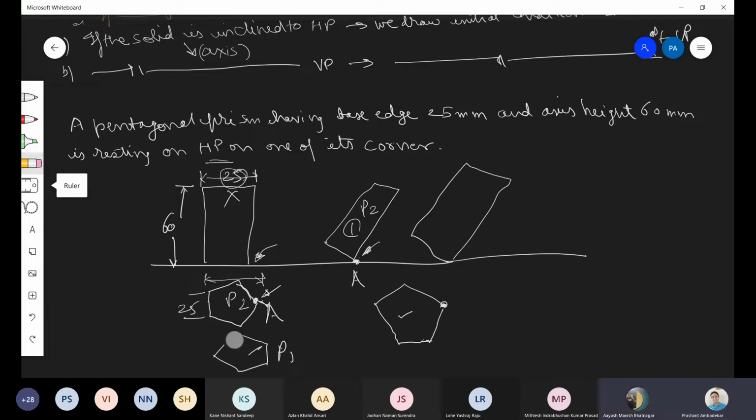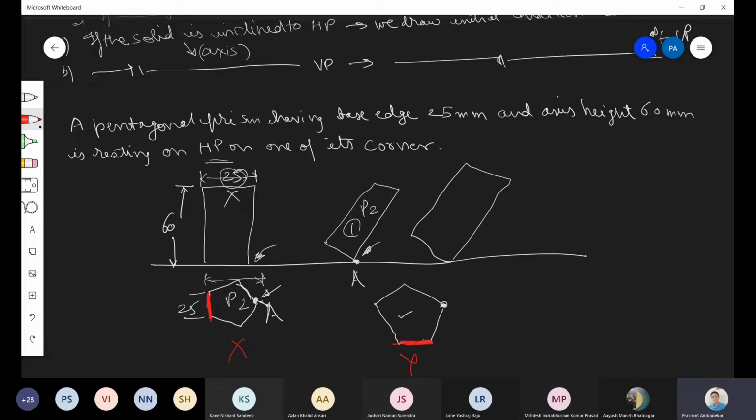Yes sir, it's correct. But observe the difference between this one, say, x and y. So what is the difference between x and y? This edge is vertical here. Here, this edge is horizontal.